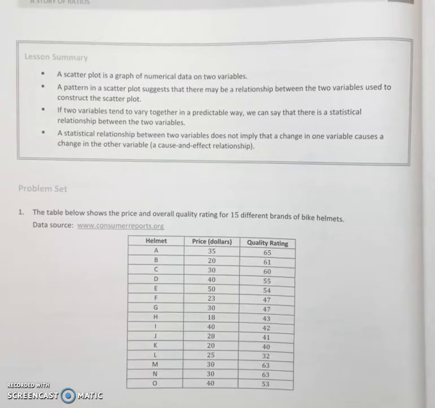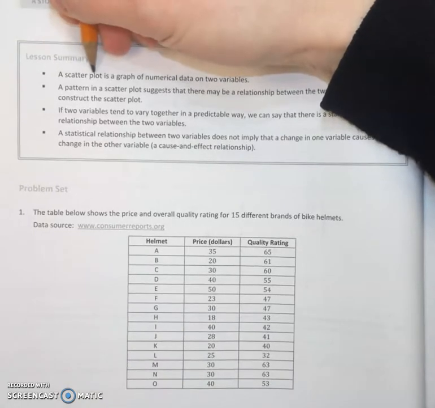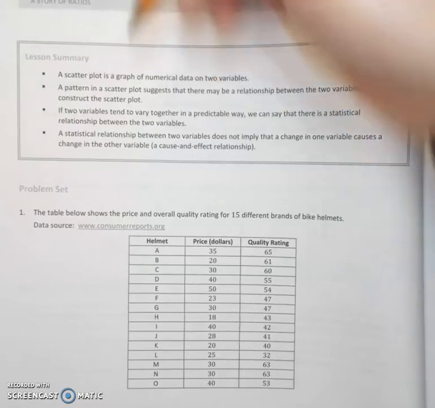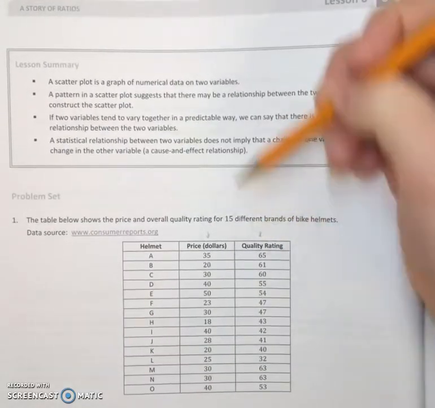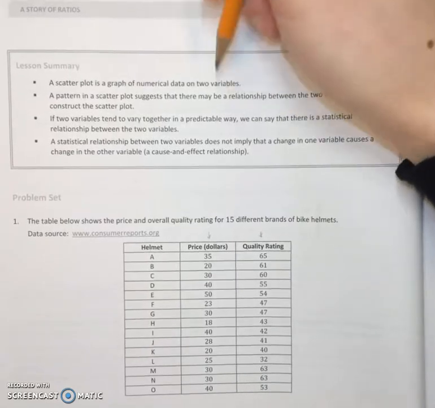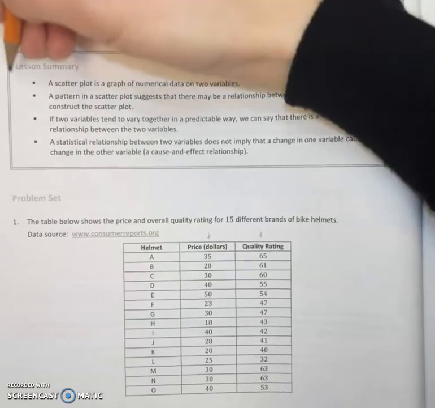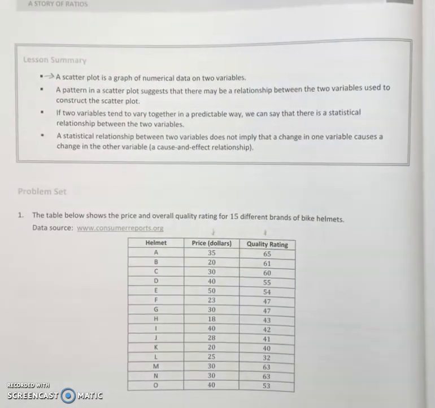This is our lesson from Friday, where we introduced scatter plots. A scatter plot is a graph of numerical data on two variables. What that means is you have two different variables. Here you have your price. Here you have your quality rating. We'll dig into that deeper in just a second. And that basically sums it up. We were introduced to scatter plots and how to graph that data.